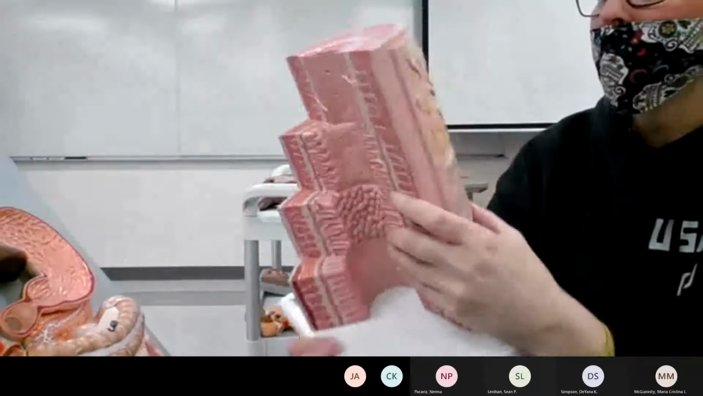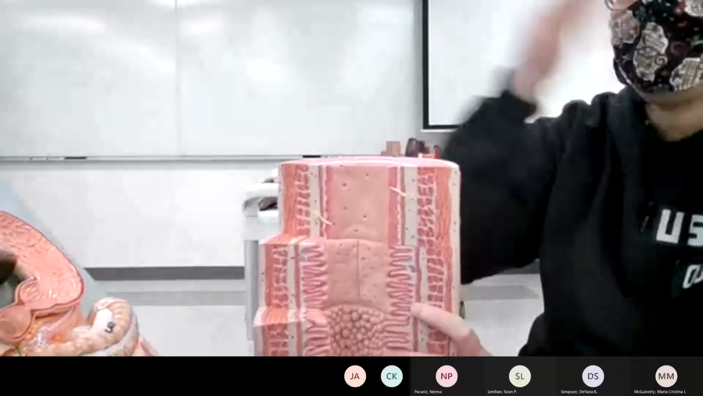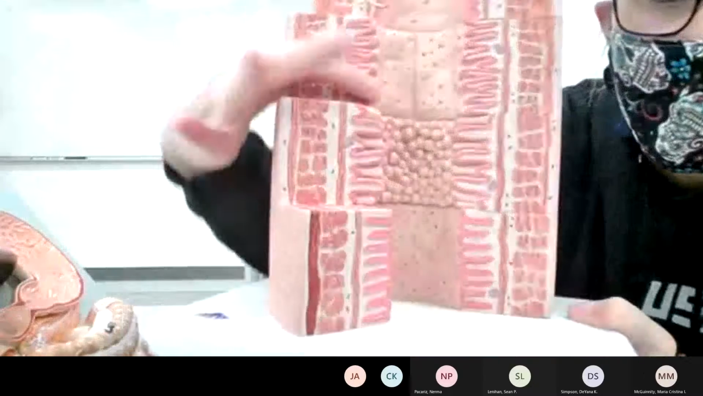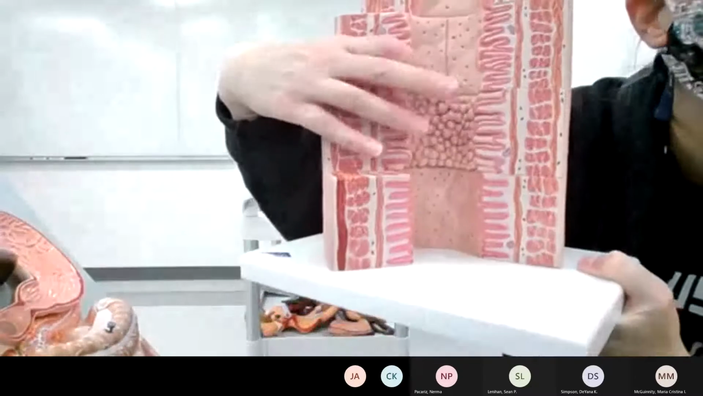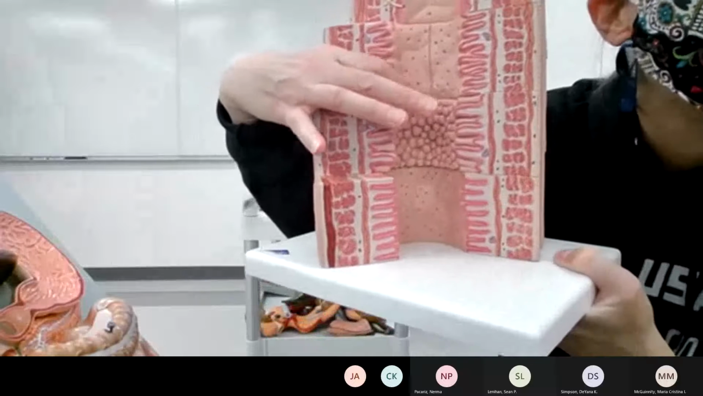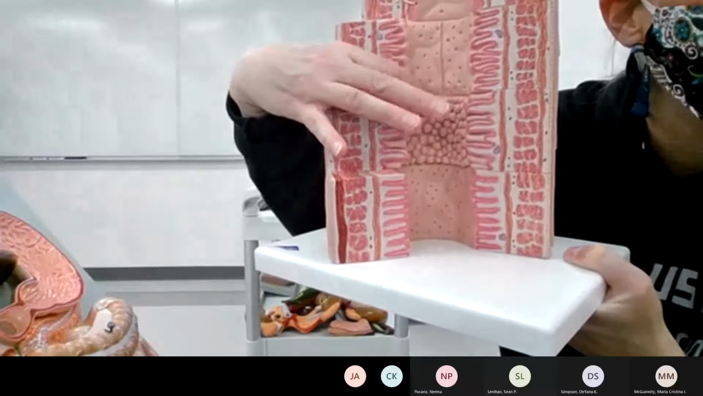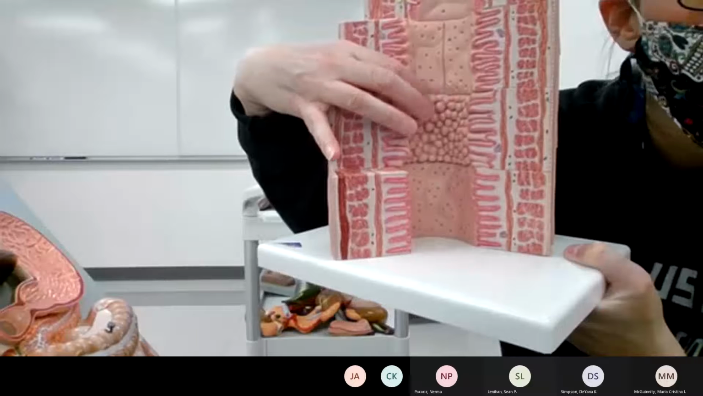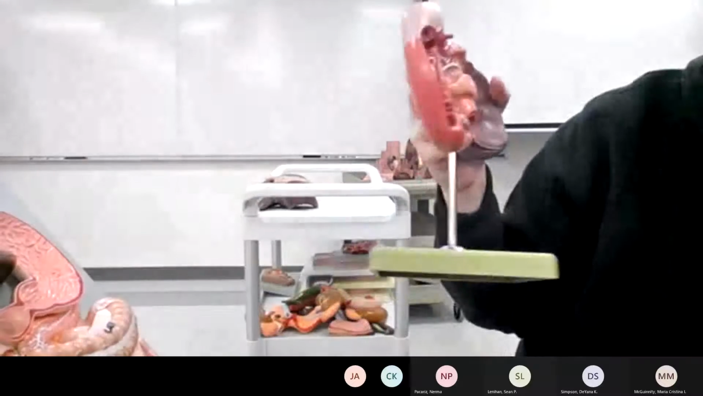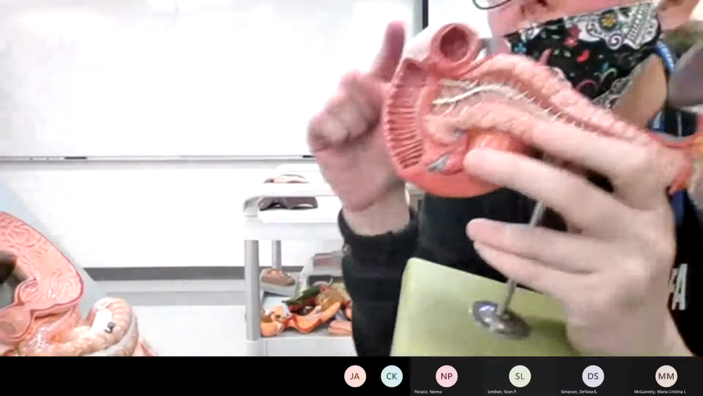And again, they're still simple columnar cells, and they will make secretions, and those secretions will then join the food and the water and the stomach acid that's been neutralized and become part of the chyme that's in your small intestines.